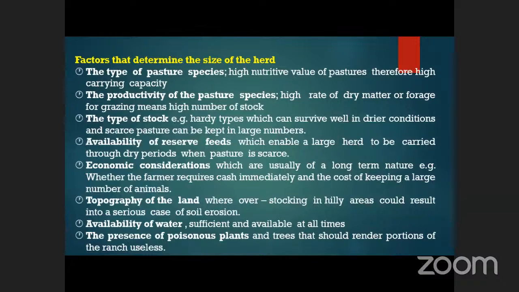The last point says the presence of poisonous plants and trees that could render portions of the ranch useless. If you have a very big bush where you would go and graze your animals, but the big bush has plants which are harmful to the animal, it means that you have to look for another better place, or you may not even keep any animal.